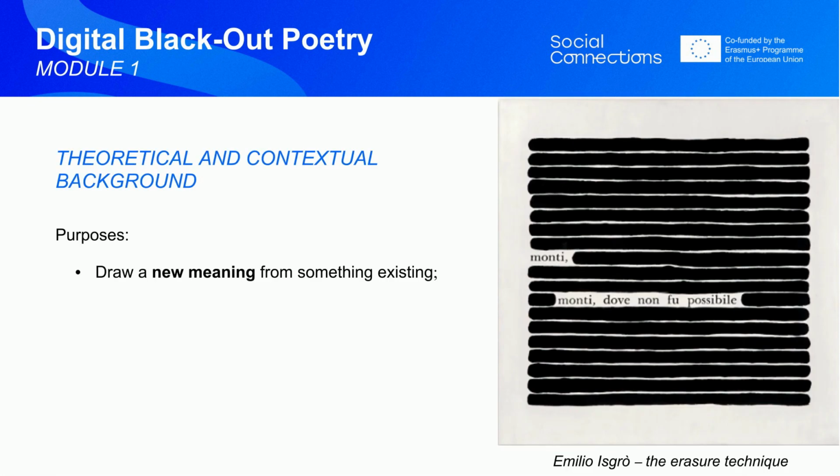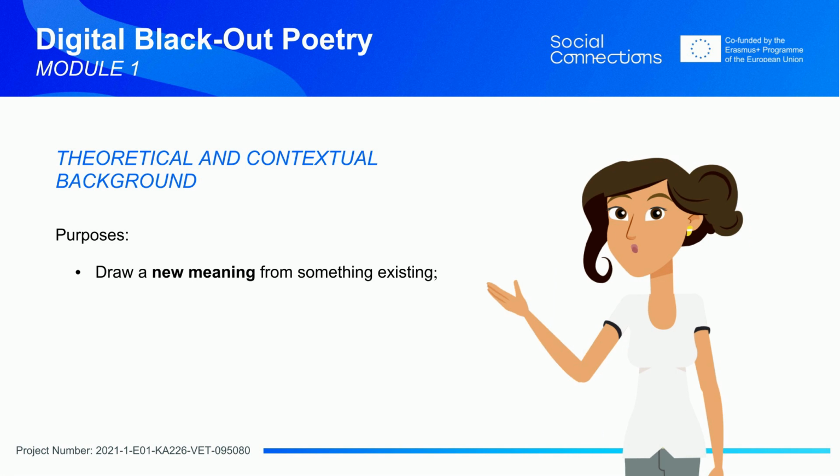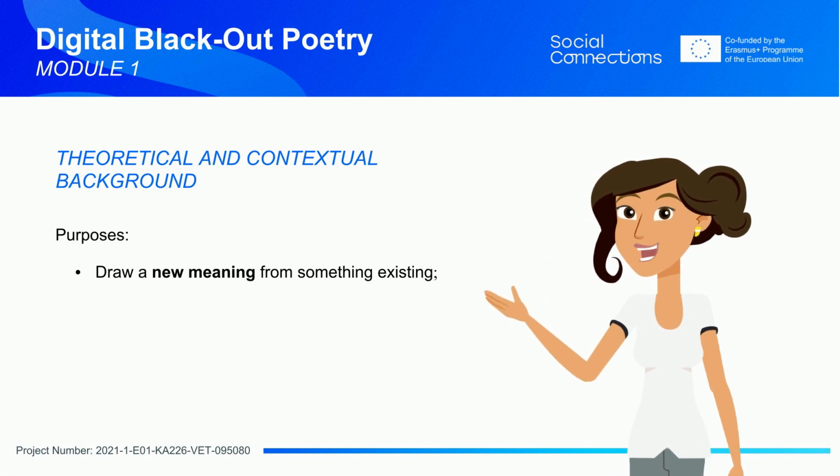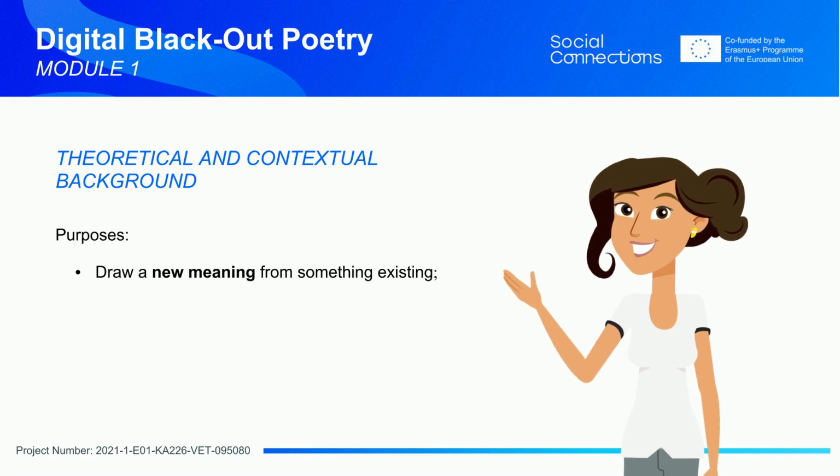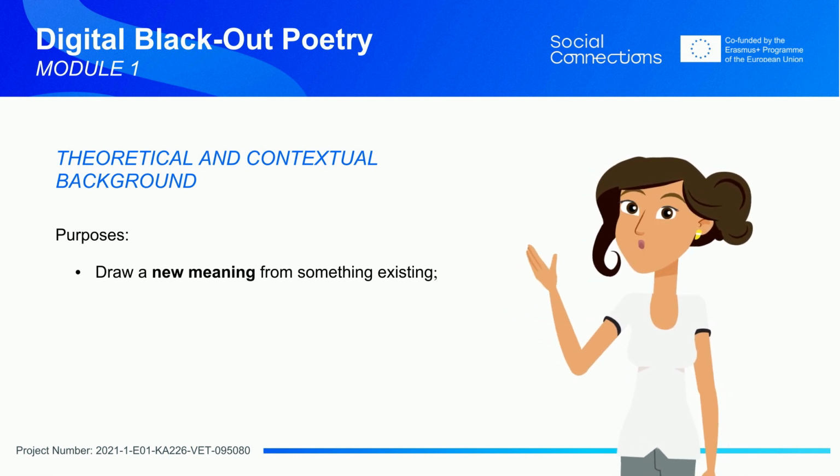The purpose of blackout poetry is to draw a new meaning from something existing and develop it with a different reason and purpose. Many blackout poets try to derive almost an opposite meaning from their starting block of text, using words to string together a new story from the initial one given.